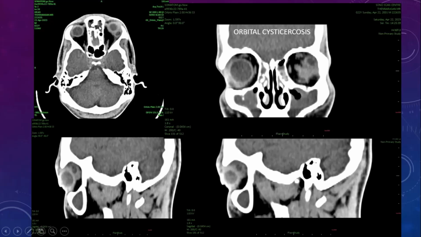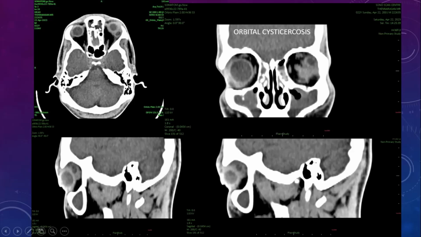Here it is noted as a rounded cystic structure with peripheral enhancement. An internal scolex may or may not be seen, and it is confined within the lateral rectus and the extraconal area, with surrounding soft tissue swelling and inflammatory changes, which are also noted within the cone. This is a case of orbital cysticercosis.